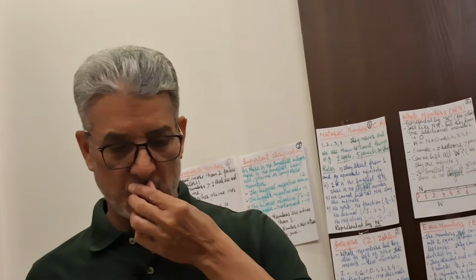Only they have 2 factors: 1 and the number itself. They are prime numbers. For example, 2. 2 can be divided by 1. 2 divided by 1 is equal to 2. Exactly divided by 1, no remainder. And 2 divided by 2, by itself, is 1. Exactly divided, no remainder. So there are only 2 factors of prime numbers, that is 1 and the number itself.